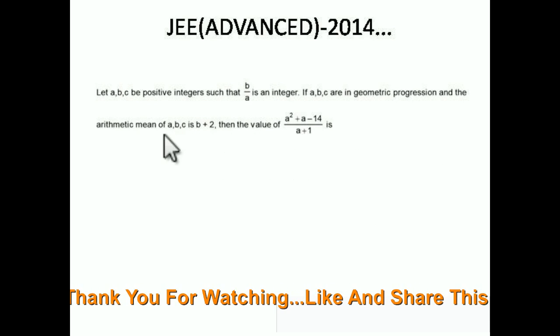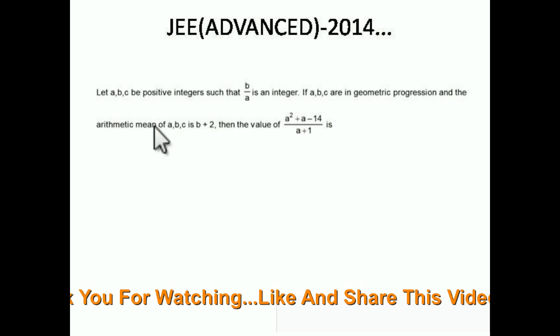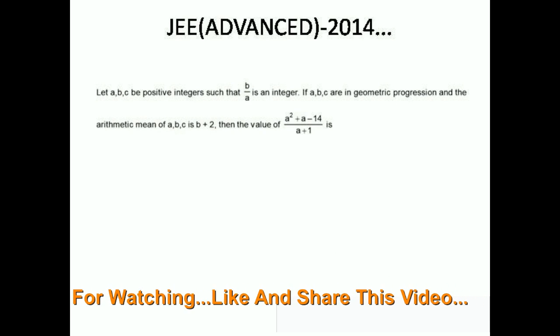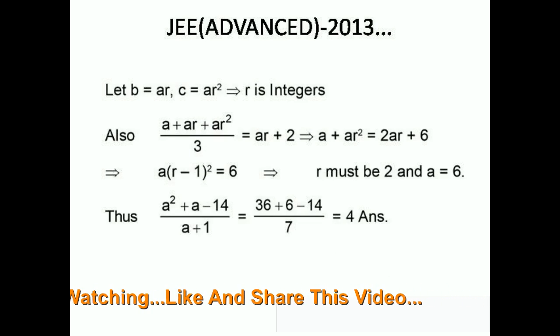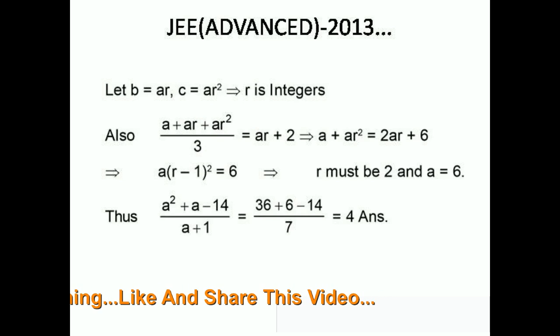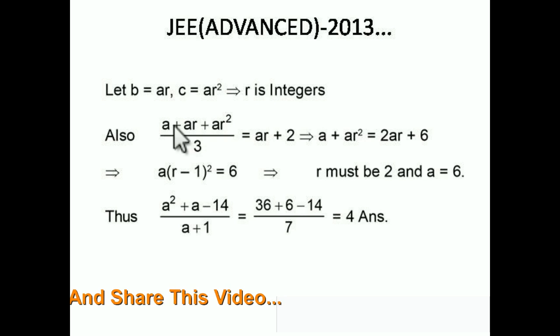Now they say the arithmetic mean of abc is b plus 2. Arithmetic mean, we all know that. Those students who don't know that, please go to the topic lectures of sequence and series. Arithmetic mean, that means a plus ar square by 3 is equal to b plus 2. But what is b? B is equal to ar, so it's ar plus 2.